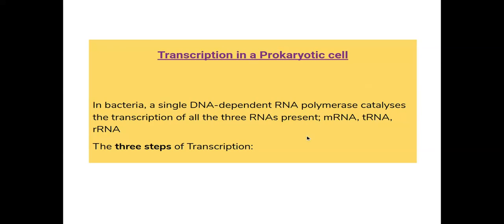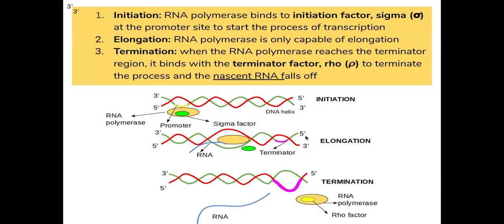Let us see the three steps which are involved in transcription and how this polymerase works. Transcription, whether it is eukaryotic or prokaryotic, has three important steps: initiation, elongation, and termination. In the initiation step, as you can see, the RNA polymerase, shown here in cream, binds to the promoter region, which is shown in yellow. So the first step is the binding of the RNA polymerase to the promoter region of the transcription unit.